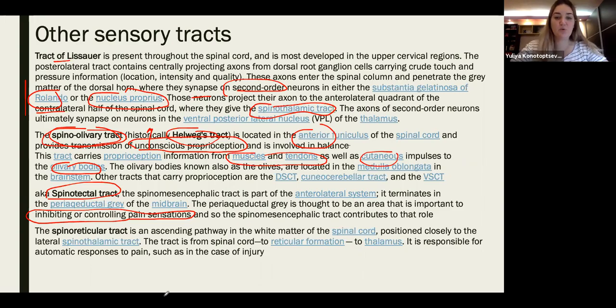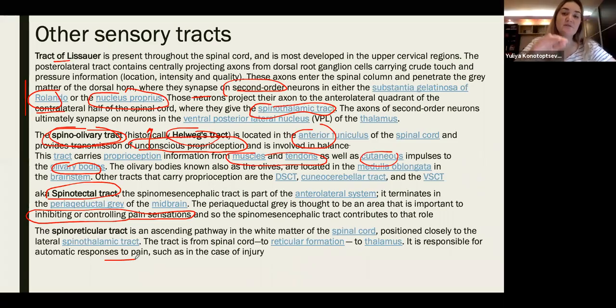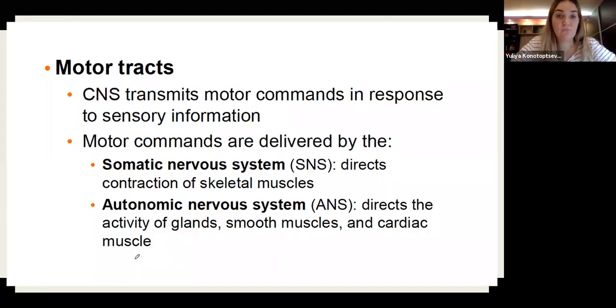The spinoreticular tract is responsible for automatic responses to pain. What is an automatic response to pain? If I hurt you right now, what do you do? Reflex. So what is the reflex? You do this, right? You remove your limb, or whatever I'm hurting, from the cause. Whose job is it? The spinoreticular tract. It's responsible for you saying, ouch, it hurts, and doing this. That's what the spinoreticular tract does.